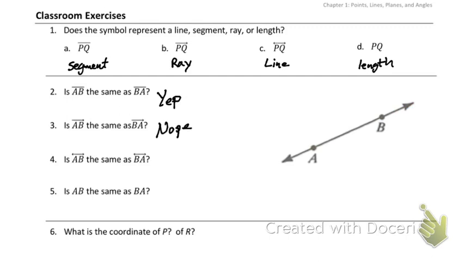Is line AB the same thing as line BA? Two lines, no matter which letters or orders you put them in, are always going to be the same line, so that's a yep. Is AB the same thing as BA? Is the distance going from A to B the same distance as B to A? In other words, if this is 3 centimeters, going the other direction will also be 3 centimeters, so that's a big old yep.